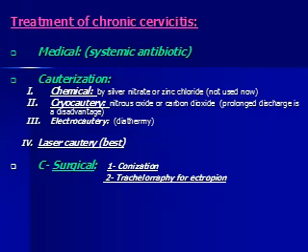Treatment of chronic cervicitis includes medical treatment in the form of systemic antibiotic, cauterization, and surgery. Cauterization may be chemical by silver nitrate or zinc chloride, cryocautery, electrocautery, or cauterization by laser, and it is the best if available. Surgery in the form of conization or trachelorrhaphy for ectropion or cervical eversion.